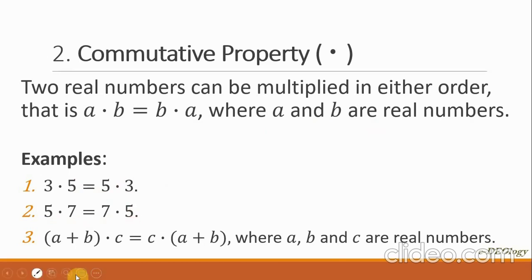In example 3, we have three letters here. This is A plus B taken as one group multiplied by C. So since A plus B is taken as one group, we can do the commutative property, putting this A plus B on the right side, and the C will come first. C times the group of A plus B. And this A, B, and C are all real numbers.